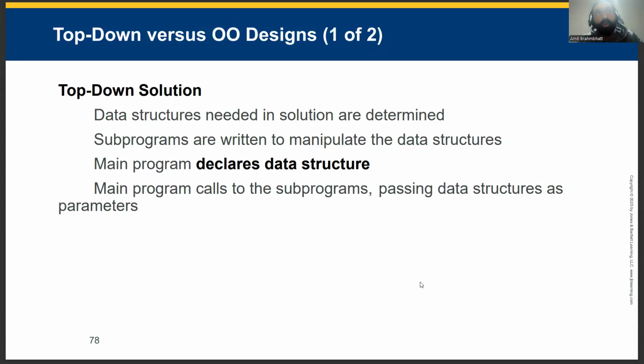Top-down versus OO designs. In top-down design, we determine data structures, write subprograms to manipulate them, and then build the main program that uses those subprograms. The process is task-driven and focuses on functions above all else.